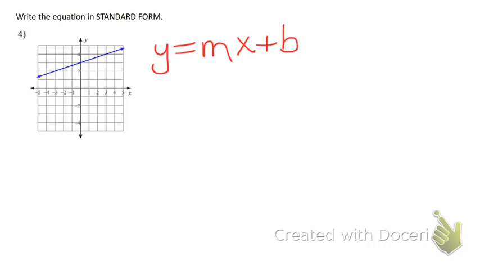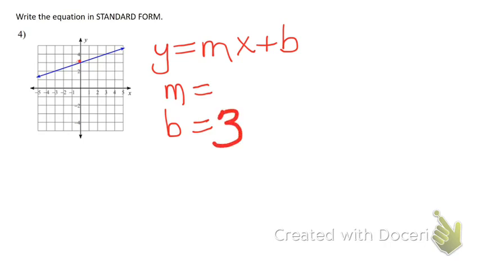And to use this form, I just need to know what is my m and what is my b. Okay? B is the y-intercept, so on the y-axis, where does my line cross the y-axis? And that looks like it's a positive 3. Right there. Okay, so B is 3.